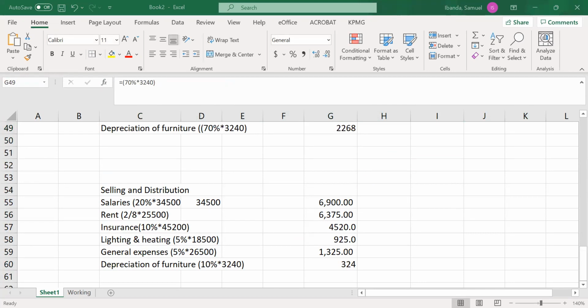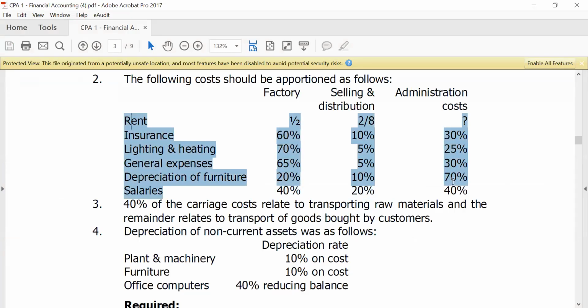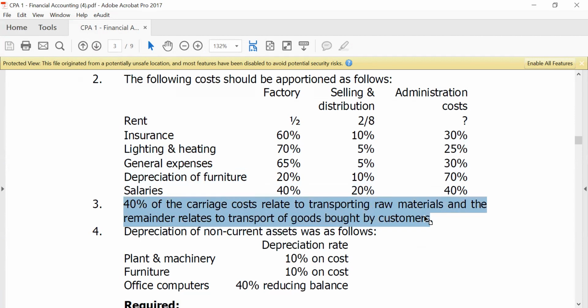So I've tried to look at the costs that are shared. I've looked at all this. The next thing I want to look at is anything else that I've left out. Now there was a cost here. Remember I talked about the carriage outwards to our customers. So they told us 40% of the carriage cost was relating to transporting raw materials and the remainder to transport goods to customers, which are carriage outwards.